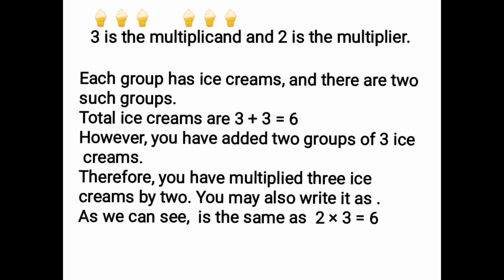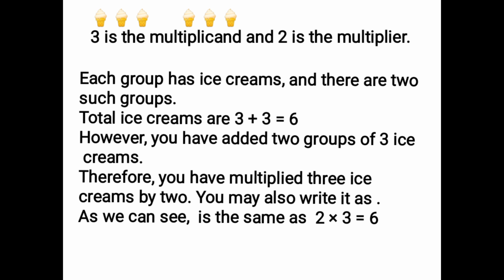Look, how many ice creams do I have in each of those groups? 3. We have the first group, which is 1, 2, 3. The second one, 1, 2, 3. And how many groups do we have? 2 groups that have 3 ice creams. Are you following me? Beautiful. The left hand side has 3. The right hand side has 3. Now, we have 2 groups.